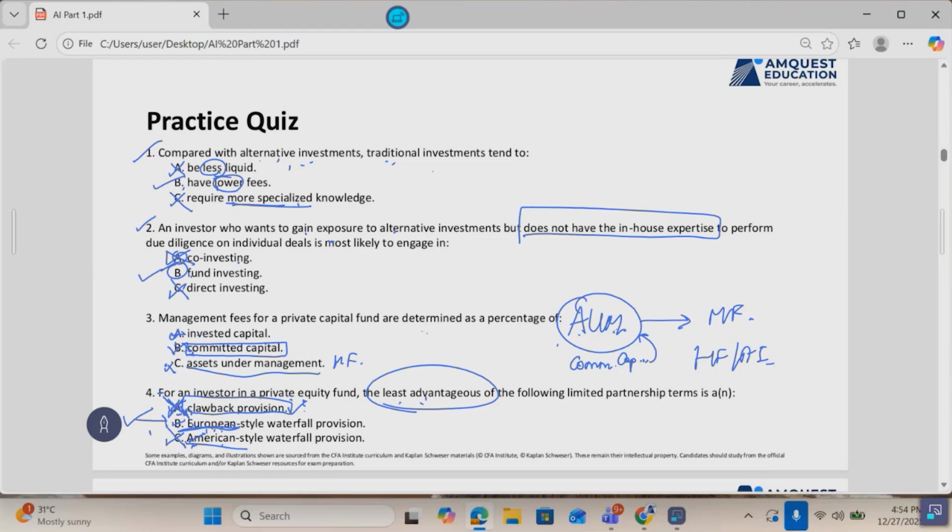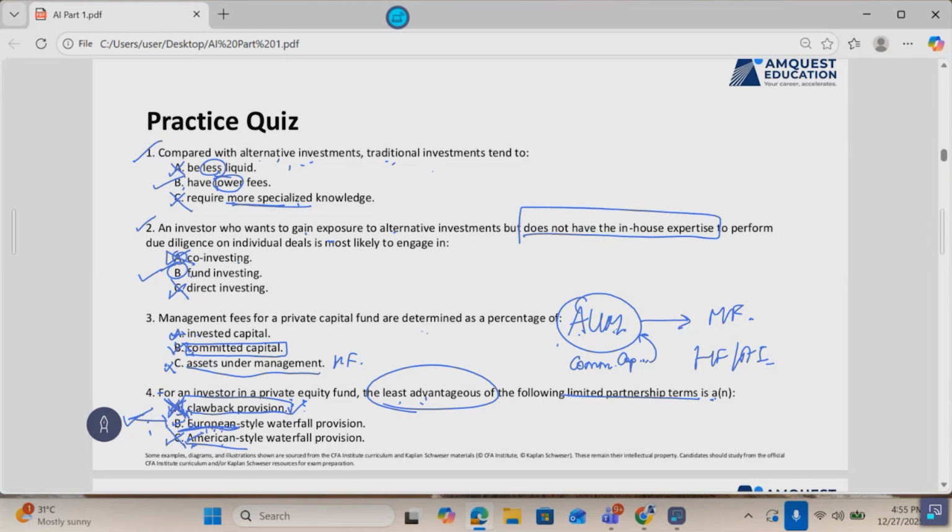Of the following limited partnership terms, right? And just notice here they said and, right? So don't just fall for it when you give me clawback and European and American, right? Broadly, you're looking at least advantages. European style, American style. I think American style waterfall provision is more specific. At least those terms are not in use in the earlier ones that we discussed.